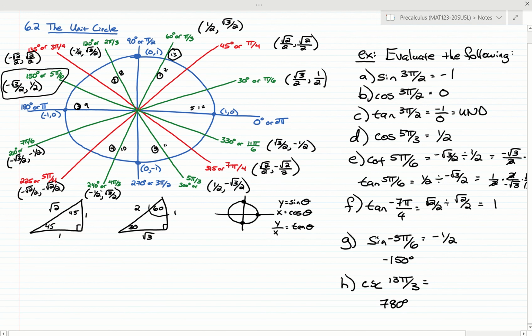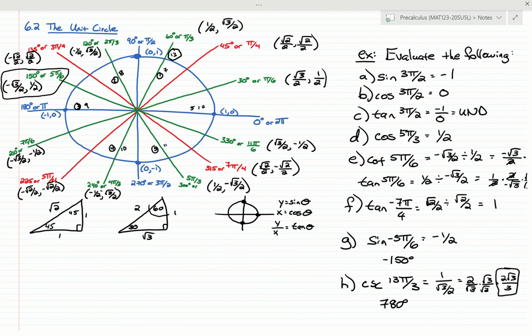And if we want to find the cosecant of that value, what we want to do is take the sine and just do the reciprocal of it. So we're going to do 1 over the sine value, root 3 over 2, which is 2 over root 3. And rationalizing gives us 2 root 3 over 3. So I hope that makes sense. I hope you understand the unit circle a little bit better. Stay tuned for our next section.